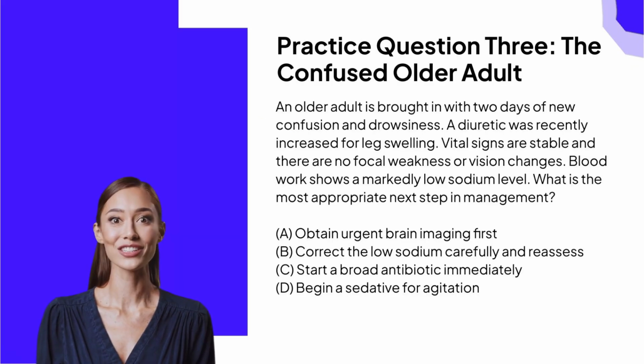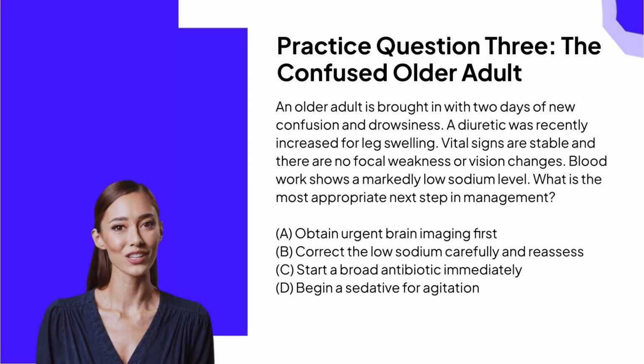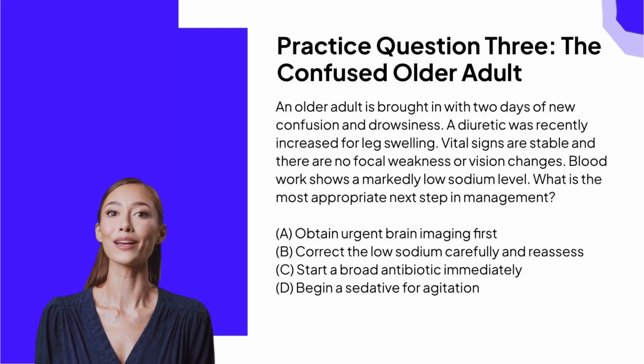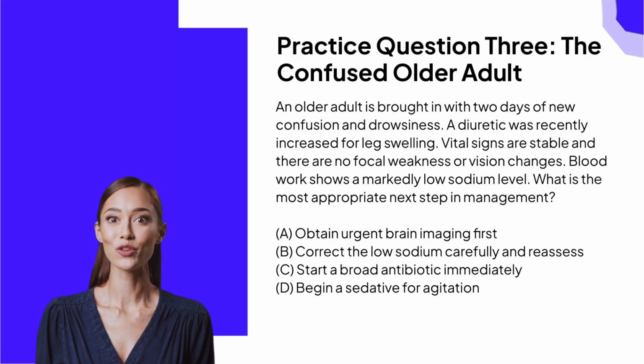Here is our third practice question. An older adult is brought in with 2 days of new confusion and drowsiness. A diuretic was recently increased to treat leg swelling. The vital signs are stable, and there is no focal weakness or vision change. Blood work shows a markedly low sodium level. The question asks for the most appropriate next step in management. Think about how the brain finding and the electrolyte finding fit together, and where each option falls on the decision tree before we walk through it.